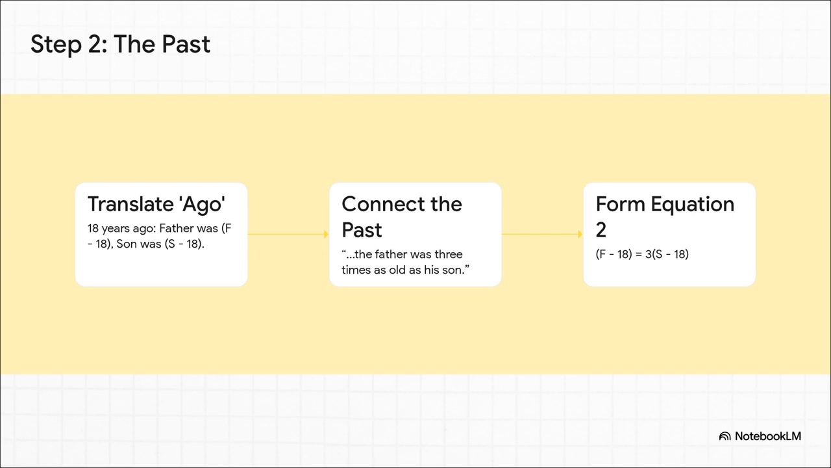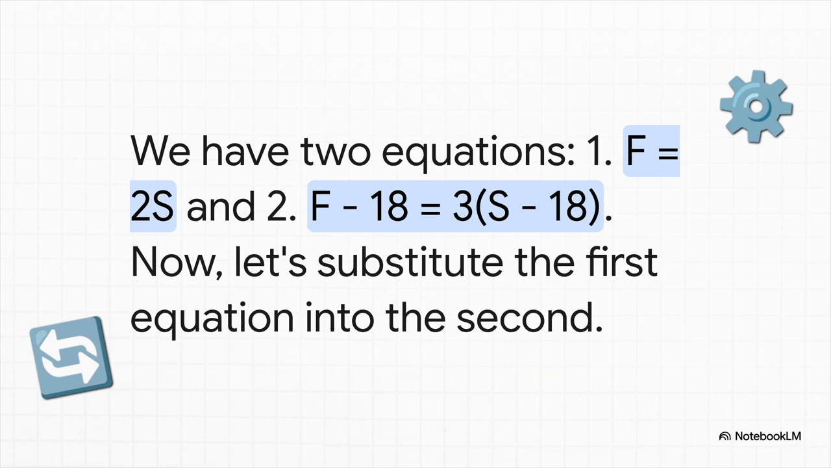All right, now for the second clue. 18 years ago? Okay, our decoder ring says that just means the father was F minus 18 and the son was S minus 18. And back then the father was 3 times as old. So the father's past age, F minus 18, equals 3 times the son's past age, S minus 18. And just like that, we have our second equation. No sweat. So look where we are now. We took that whole messy paragraph and boiled it down to these 2 clean equations. All that confusing language is gone.